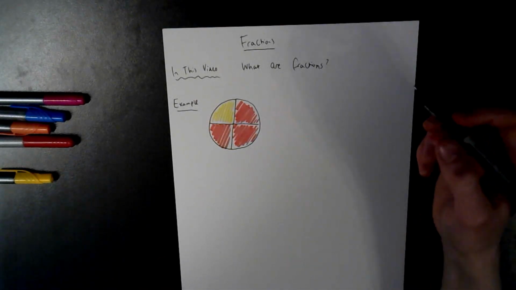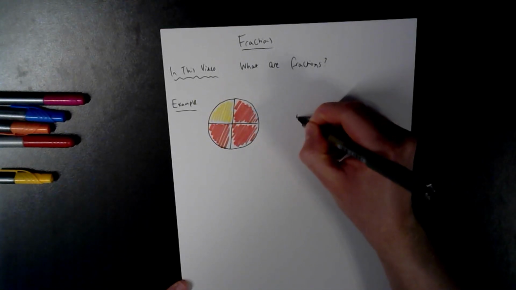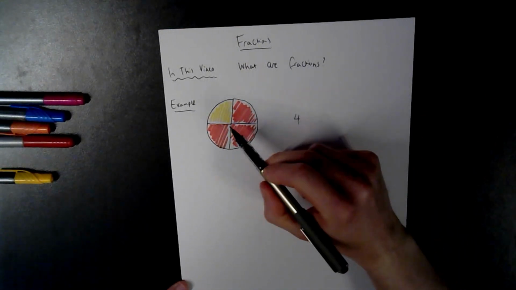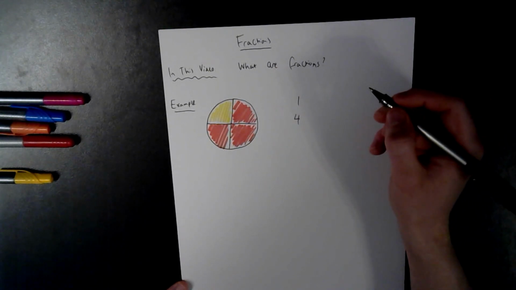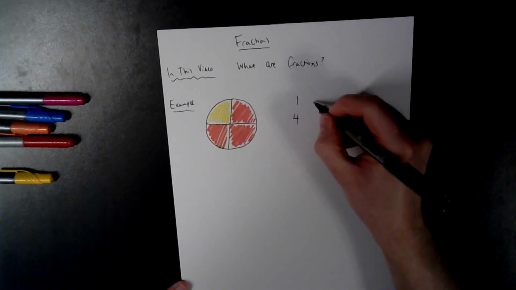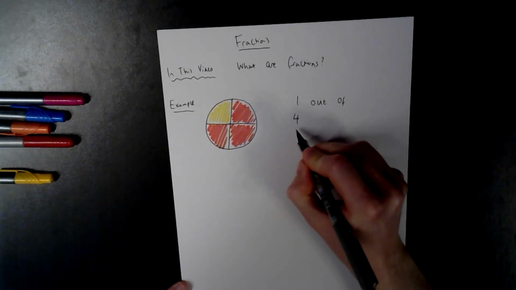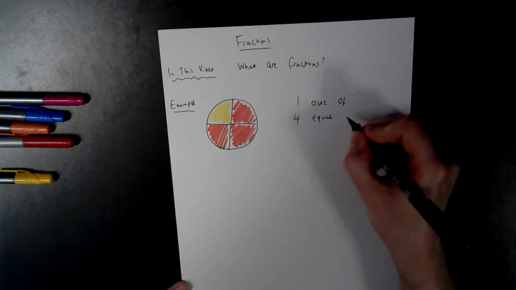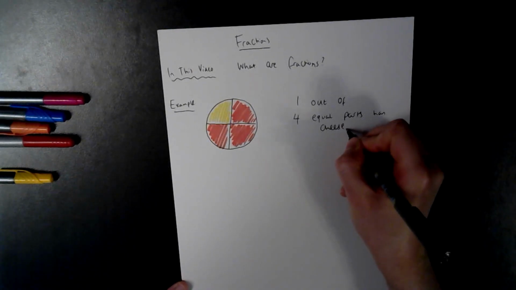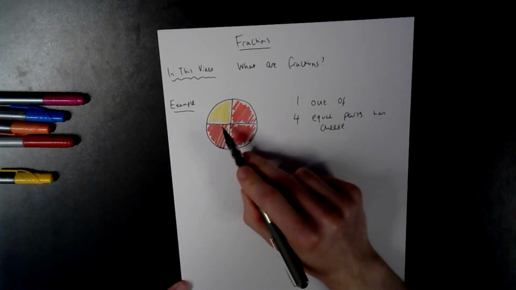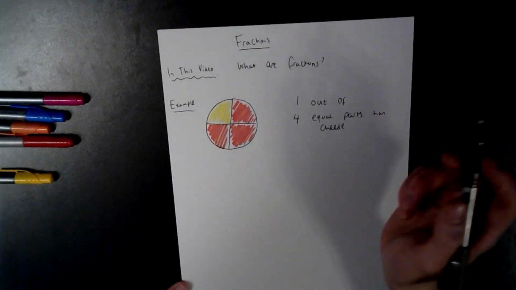So what can we say? We can say that there's 4 parts in total. There's 1 part that has cheese. So there's 1 out of the 4 equal parts that has cheese. So 1 out of 4 of the slices of pizza, 1 out of 4 of the equal slices of pizza has cheese on it.